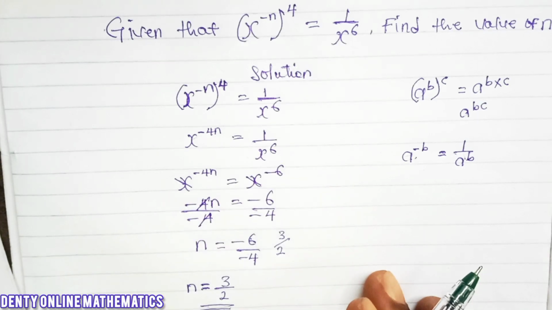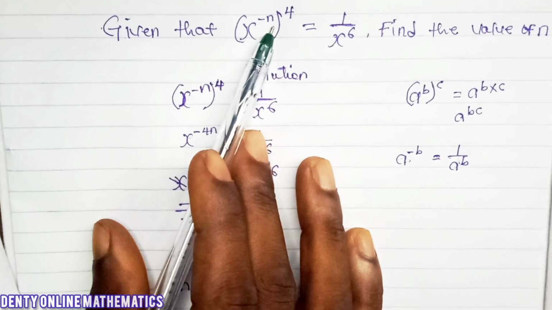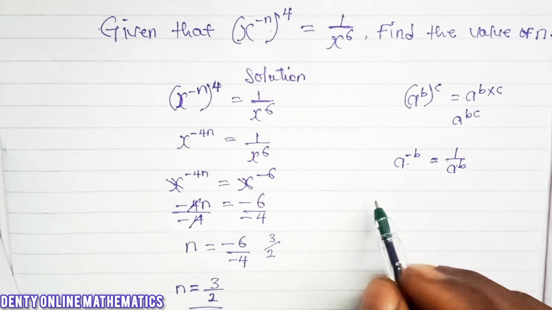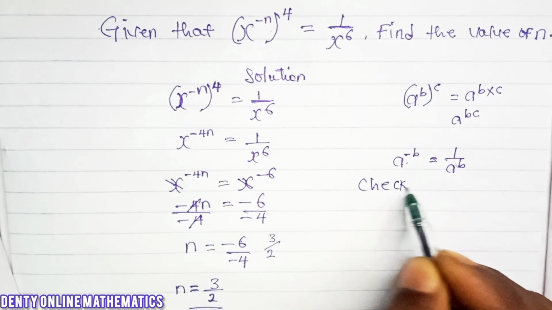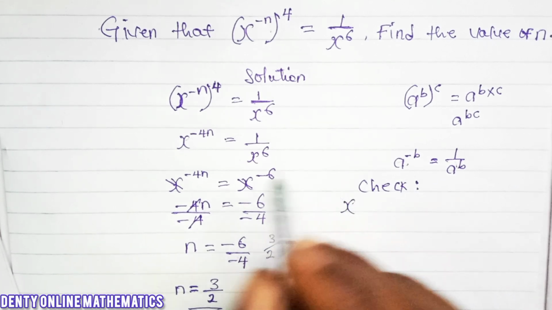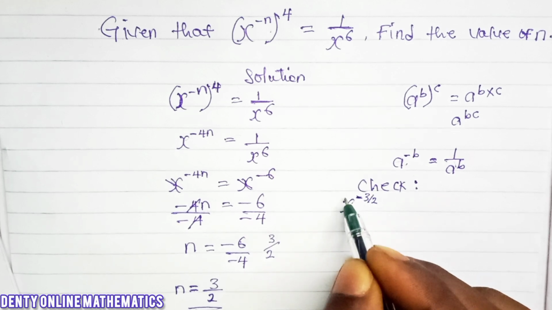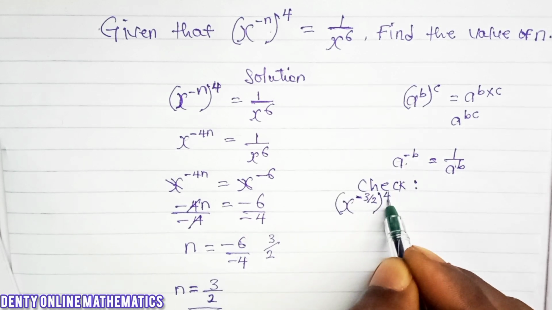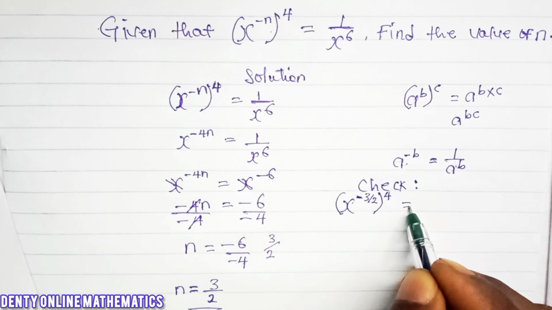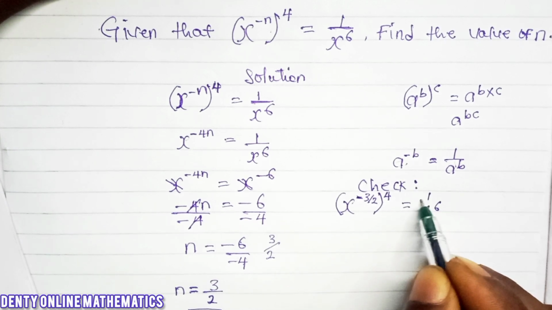Alright, now we can also, if we input this value of n as a check into the equation, see that it's going to balance. Now let's check it out. Remember our n is 3 over 2. So we are going to have x to the power of negative 3 over 2, all power 4, to be equal to 1 over x power 6.